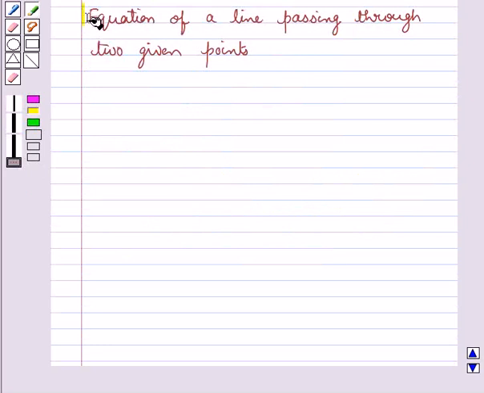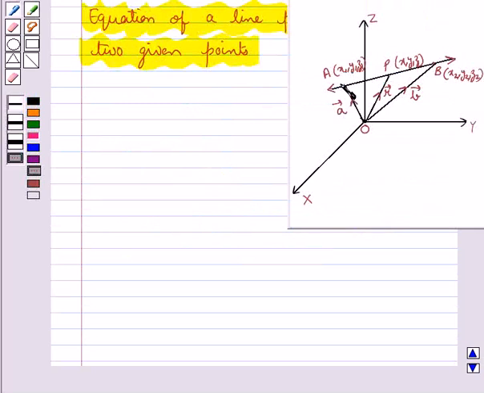Next we discuss the equation of a line passing through two given points. Consider two points A and B lying on the line. The point A has coordinates x1, y1, z1, point B has coordinates x2, y2, z2. We have a point P also on the line with coordinates x, y, z. Position vector of point P with respect to the origin is given by vector r. Position vector of point A is vector a, and position vector of point B is vector b.